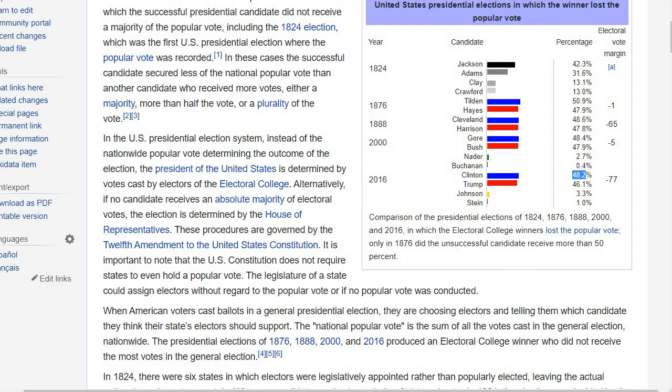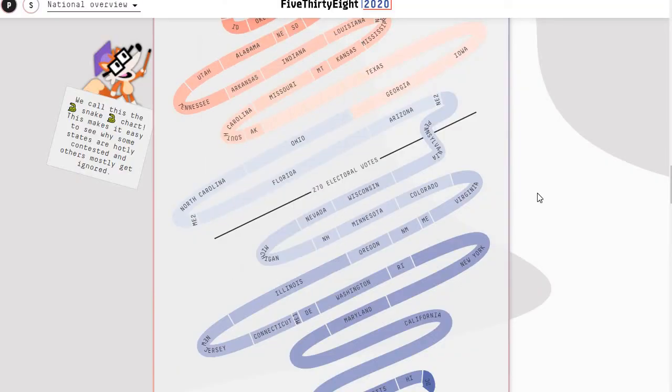This is all further complicated by differences in the electoral systems between states. Most states use a winner-take-all method, but 2 states, Maine and Nebraska, divide their electoral votes proportionally. They award 2 votes for whoever gets the most votes statewide, and then they award 1 Electoral College vote to the candidate who gets the most votes in each congressional district.